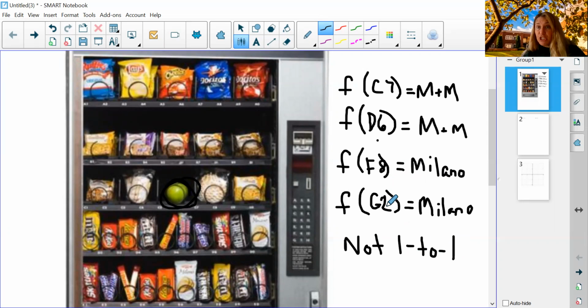For a vending machine to be one-to-one, there would have to be a different item in every single row. I couldn't have any repeat outputs. But because I have repeat outputs where different inputs give me the same output, my vending machine function is not a one-to-one function. So that's going to come into play in a little bit.